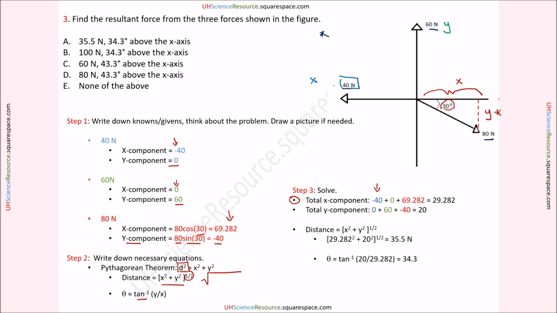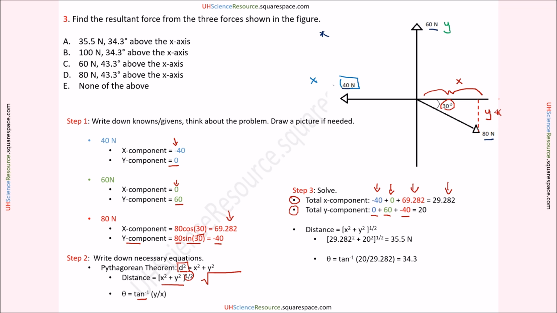So that's going to be negative 40 from the 40 Newton force, 0 from our 60 Newton force, 69.282 from our 80 Newton force, and that's going to total out to become 29.282. We now focus on the y component of each force. For the 40 Newton force, there's 0. For the 60 Newton force, it's all in the y component, so that's going to be 60. For our 80 Newton force, it's going to be negative 40, and that's going to come out to a total of 20.